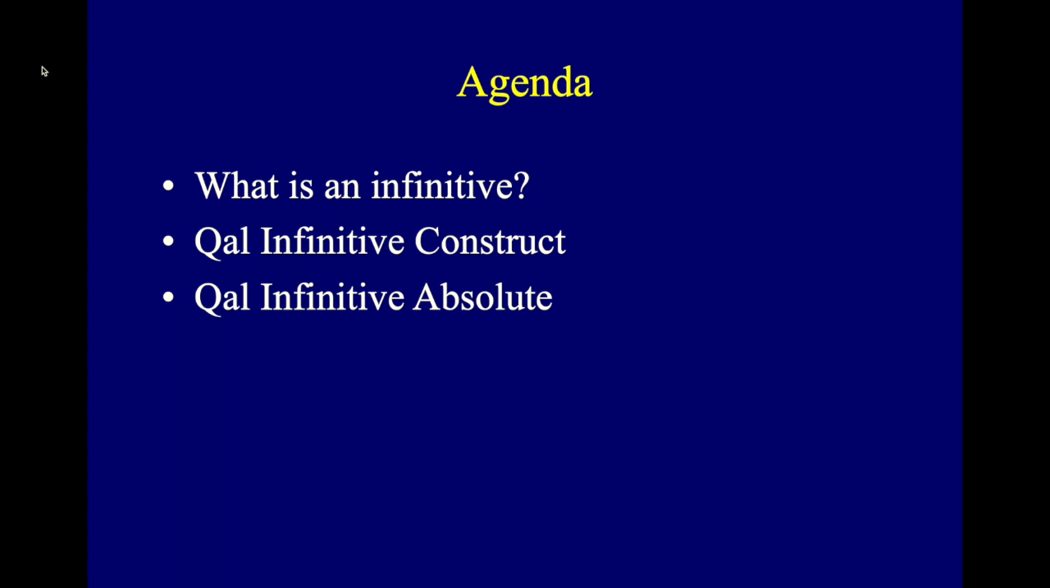So we're going to start today by asking the question, what in the world is an infinitive? But then we'll talk about the Qal infinitive construct and the Qal infinitive absolute. There are two forms of the infinitive in Hebrew. There's only one form of the infinitive in English, so this is a bit different. But as you can see, it uses some of those principles of being in construct and being absolute.